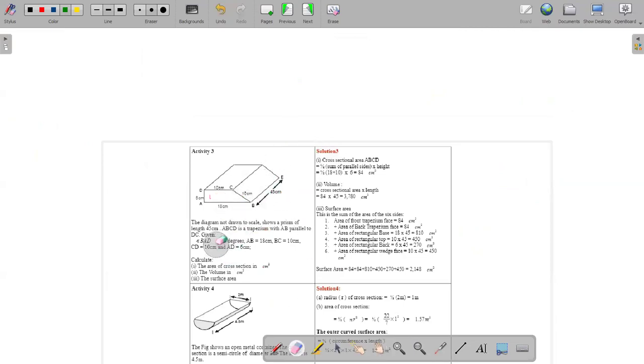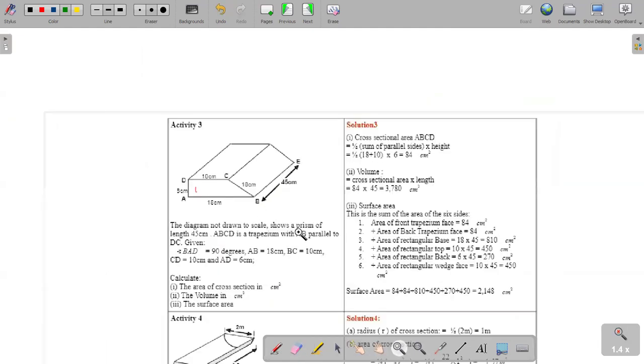So let's look at this one. What does this one ask for? The diagram, not drawn to scale, shows a prism. Calculate the area of the cross section. This is easy. We can run through this quick.